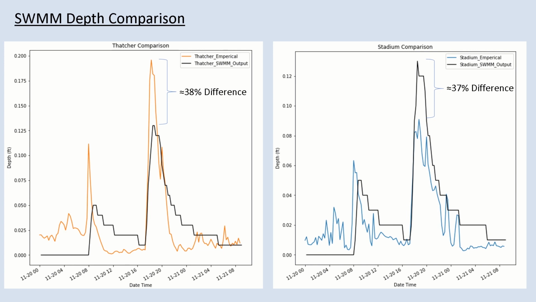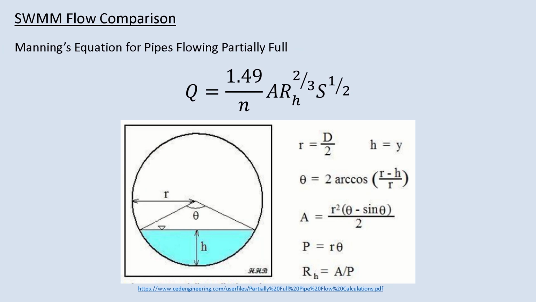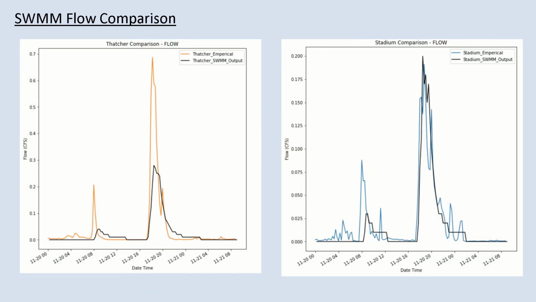We also set out to compare the expected flow values against those produced by SWIM. To do this, we employed Manning's equation seen here. This allows us to calculate the flow in each pipe given the depth recorded, the pipe diameter and roughness, and the slope of the pipe leaving the manhole. The results seen here look awesome for the Stadium station on the right, where the depth of flow in the pipe was directly measured. Recall that there is no sump at this location.